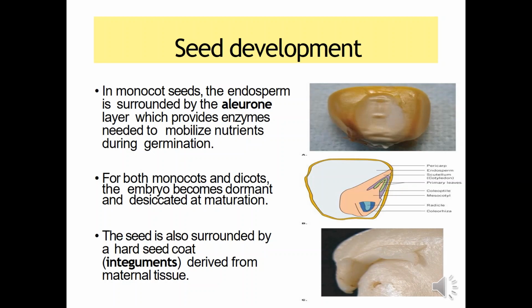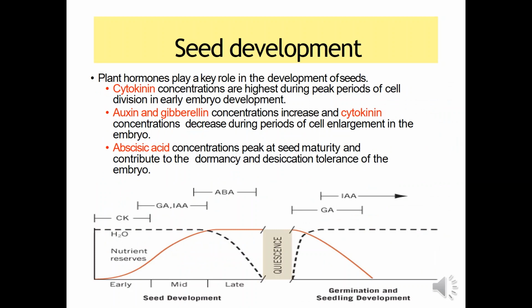Alright, so every physiological process should have plant hormones involved. Same thing in seed development. Here there are four different plant hormones that play a big role in making the seed able to develop and able to germinate. The plant hormones are cytokinin, auxin, gibberellin, and also abscisic acid.